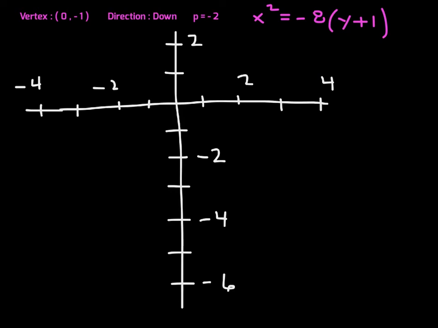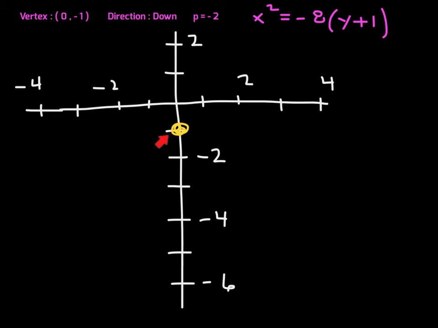Okay, guys, I scaled my axes. The first thing I'm going to do is plot my vertex, which is 0, -1, right there on the negative part of the y-axis. Now, my p-value is -2. Okay, that's what's telling me that my parabola is opening downward. Now, in order to find my directrix, I know my directrix will be 2 units away from my vertex. My focus will also be 2 units away from my vertex.